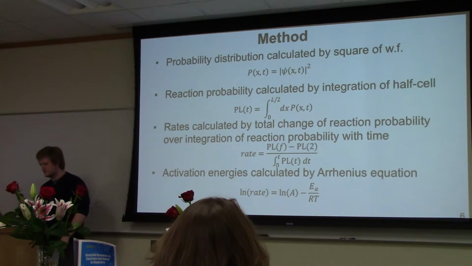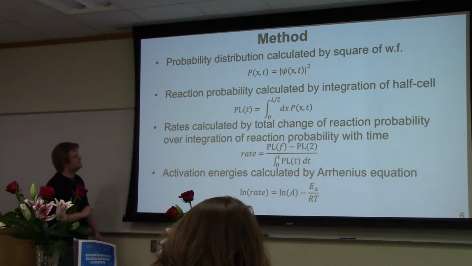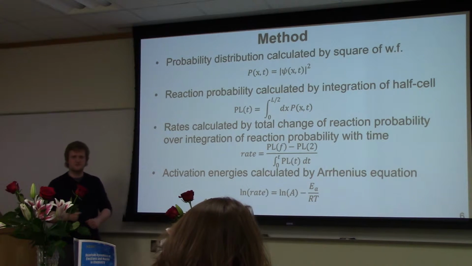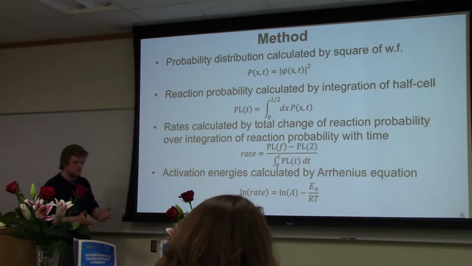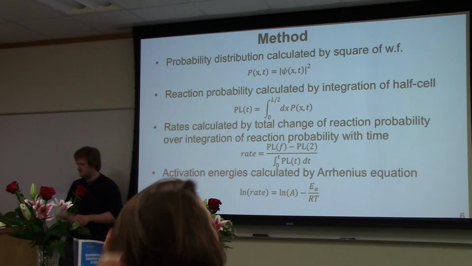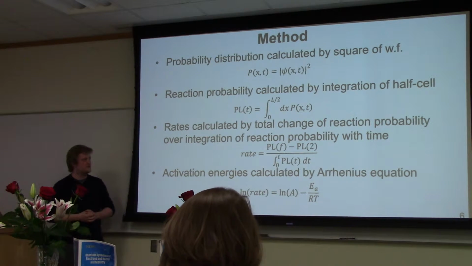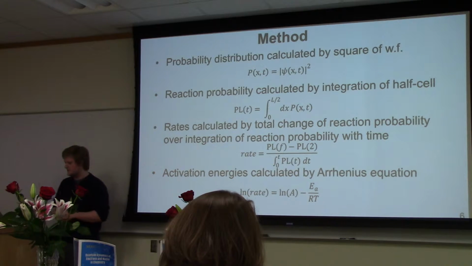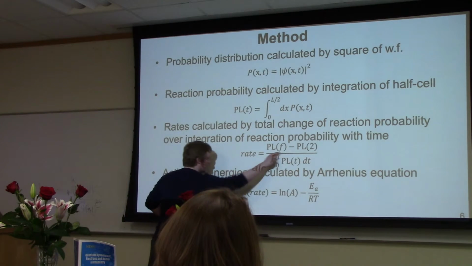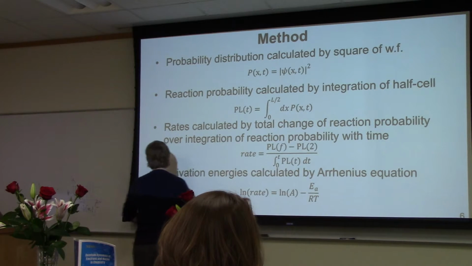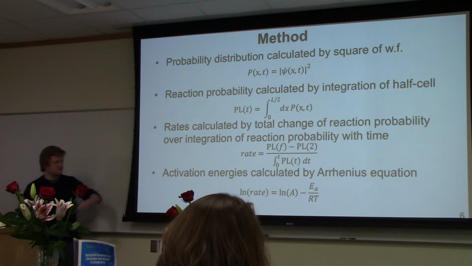So how does that look? I will show you here in the next one. The thing to keep in mind is that I'm looking at the probability distribution of this wave packet as a function of time and position. So how am I determining my rates? Well, I'm looking at the probability of reaction by just integrating over half the box I have this confined into, and I'm determining my rates by the overall change of this probability as a function of time.